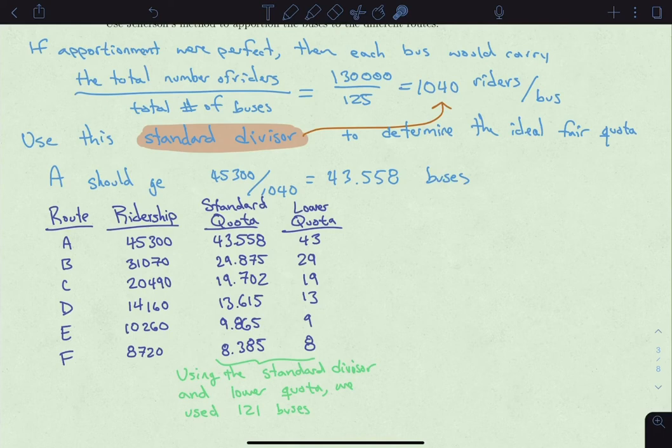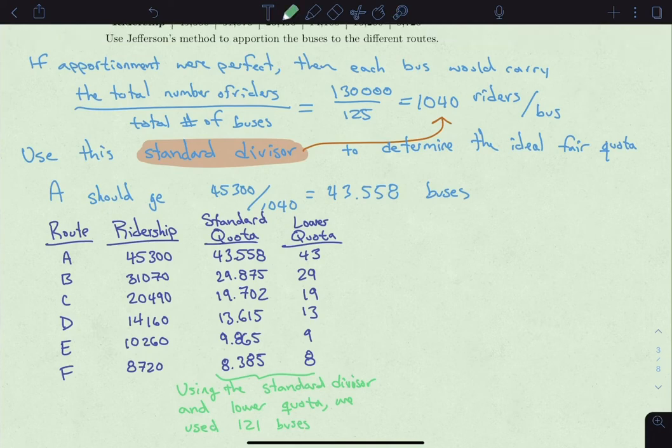So in Jefferson's method, rather than adjusting what you have from this divisor, you just go back and change the divisor. This divisor was a good starting point because it was the perfect proportional system, but there's nothing limiting us from changing it. So Jefferson says, try a different divisor. You have to decide on what the divisor should be. In this case, because we have buses left over, we should choose a smaller divisor, because if we divide these ridership numbers by smaller numbers, then these quotas will go up.